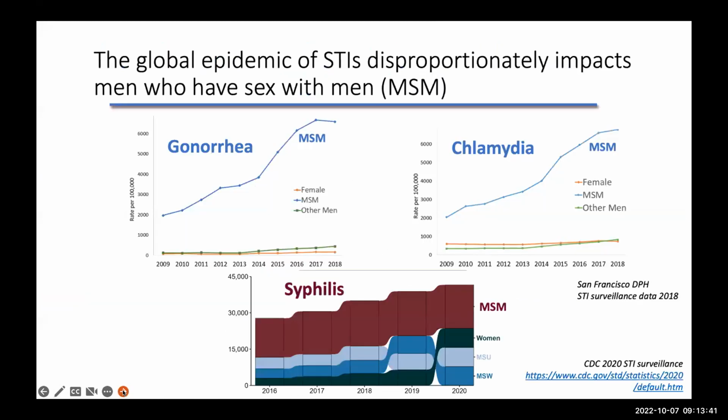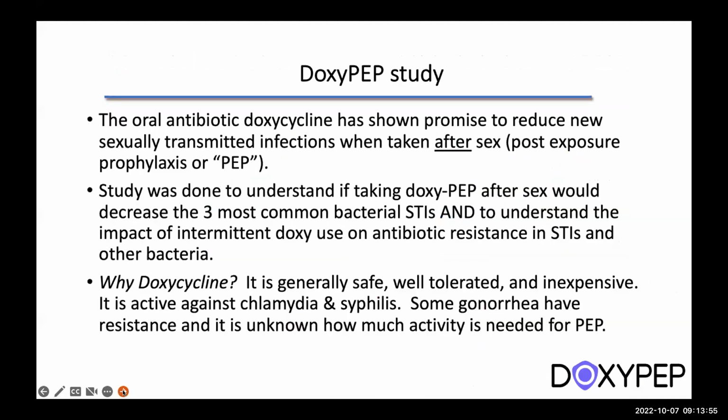Men who have sex with men are disproportionately impacted by STIs, as shown in these curves and graphs from the CDC in terms of gonorrhea, chlamydia, and syphilis compared to other populations. So the Doxy PEP study was built on some data that had been published a few years ago from the Ipergay study, in which they showed that they were able to reduce chlamydia and syphilis when doxycycline was taken after sex. We wanted to build on that because it was felt that there wasn't enough data to guide policy, to see whether or not Doxy PEP after sex would decrease the 3 most common bacterial STIs, gonorrhea, chlamydia, and early syphilis, and to understand the impact of intermittent doxy use on antibiotic resistance, both in STIs and other bacteria.